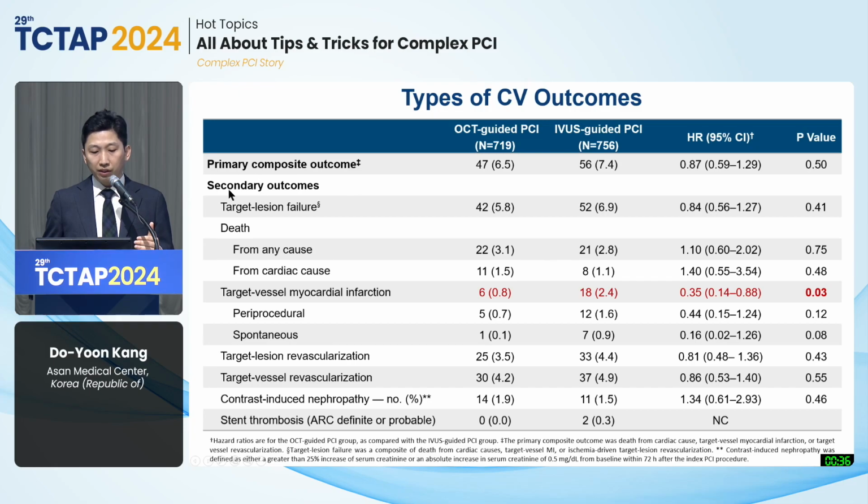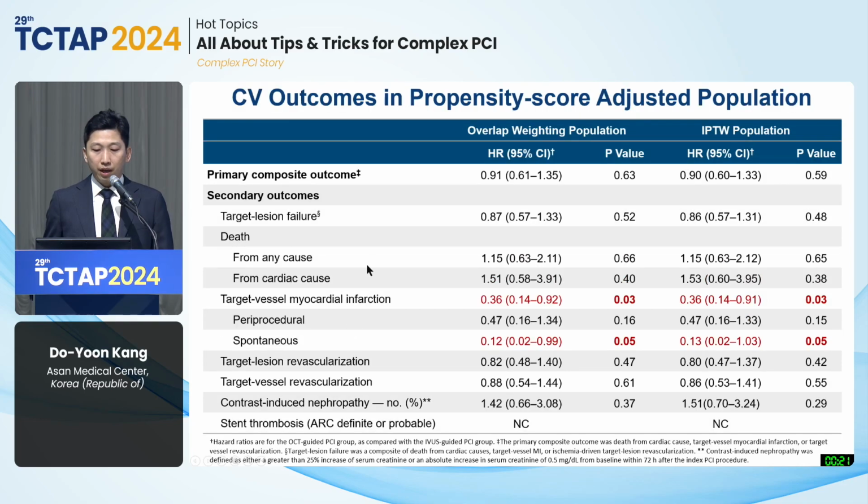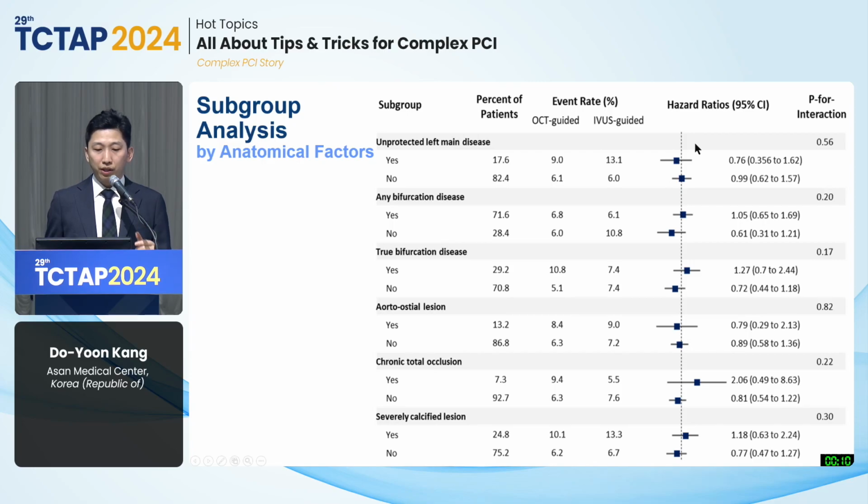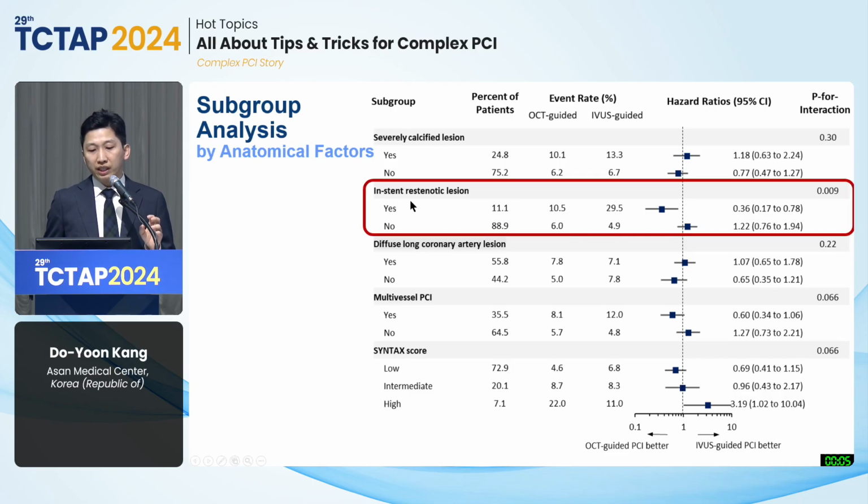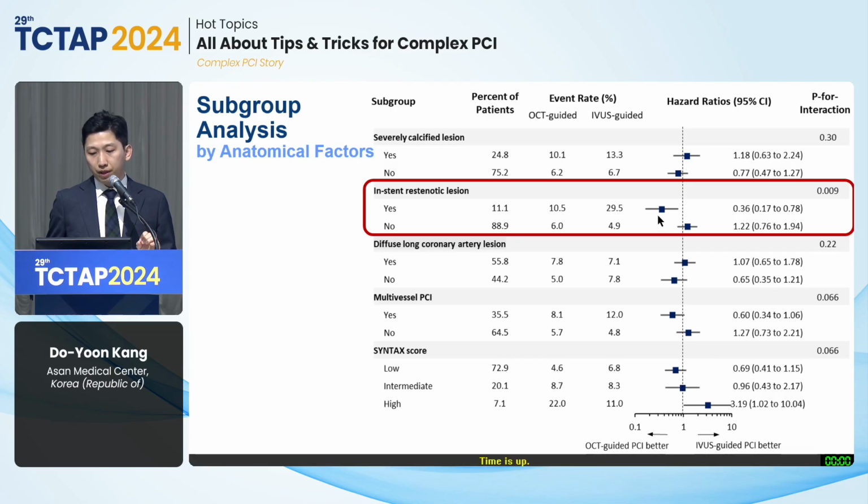And this is a detailed list of the secondary outcomes. There was one difference: target vessel MI was lower in the OCT-guided PCI group, mainly driven by periprocedural and also spontaneous MI. And also, the propensity score overlap weighting population and IPTW population showed consistent results. Subgroup analysis by anatomical factors did not show any difference, except for in-stent restenotic lesions, which showed a little better clinical benefit in the OCT-guided group.